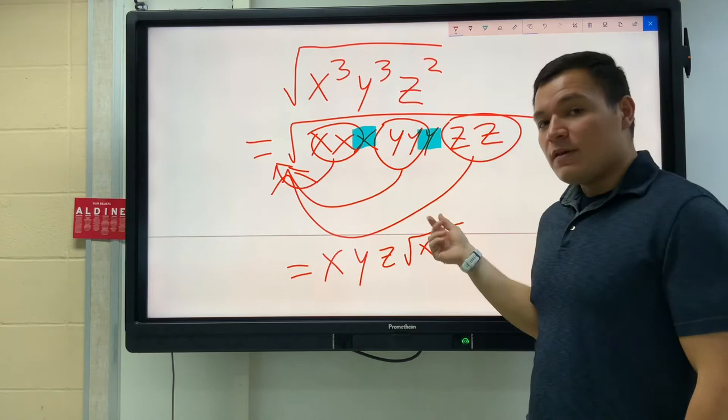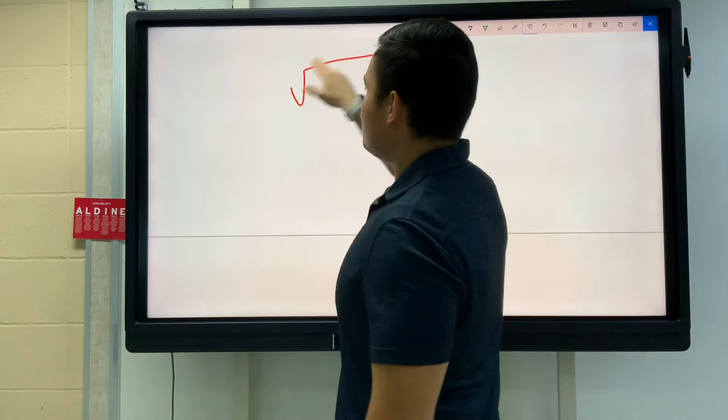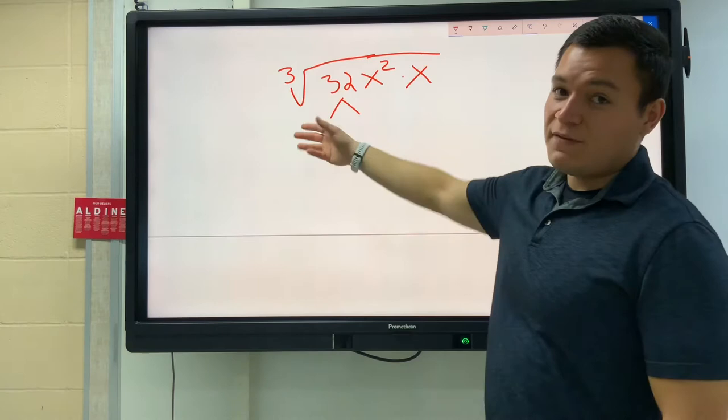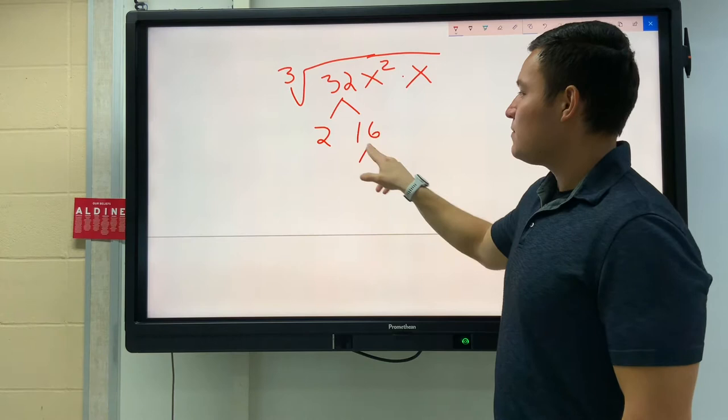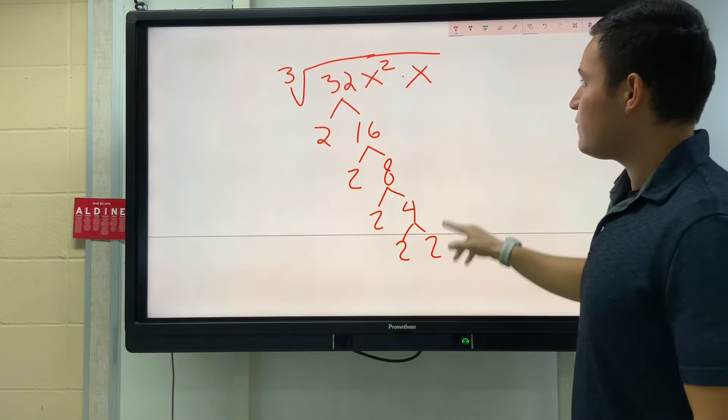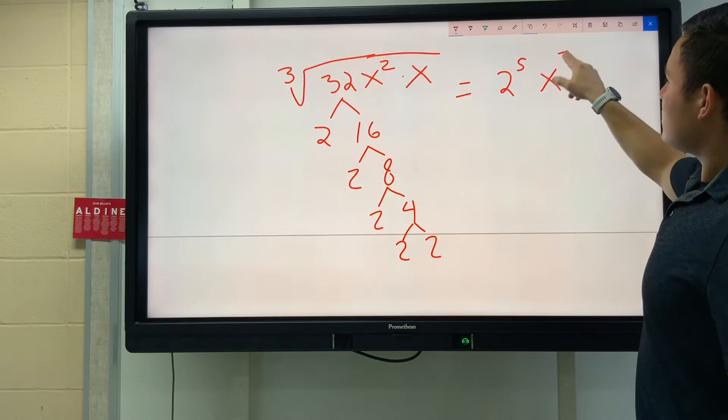Let's see how that would be with the cube root. The cube root of 32 x squared times x. So let's break down the 32. The only way we can get this 32 out is by finding what factors it has. 32 is 2 and 16, 2 and 8, 2, 4, 2, 2. So that's 1, 2, 3, 4, 5. 2 to the 5th power, x to the 3rd power, because these two will add, and we're doing a cube root.